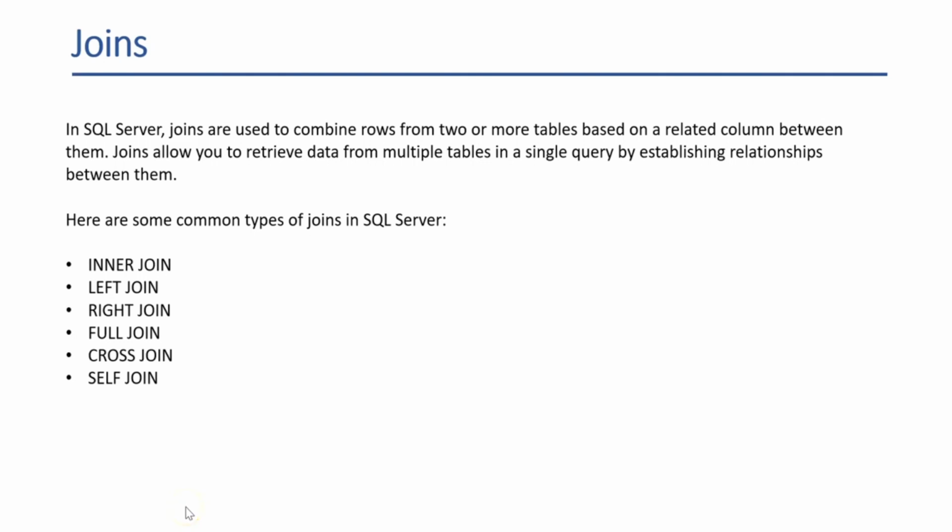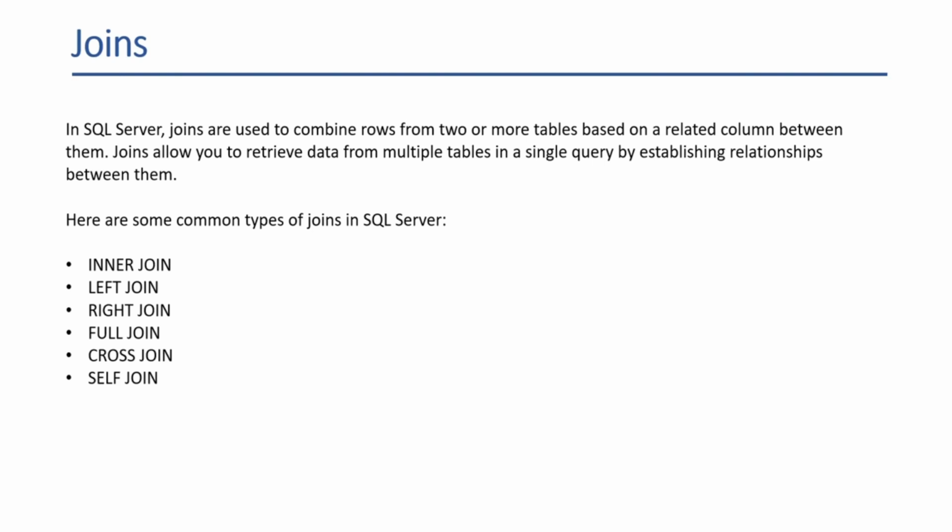Hello all. In SQL Server, joins are used to combine rows from two or more tables based on a related column between them, which is not true for the cross join, which we will see later. But for other join types, you need a related column to join multiple tables. So joins allow you to retrieve data from multiple tables in a single query by establishing a relationship between these two tables or more than two tables.